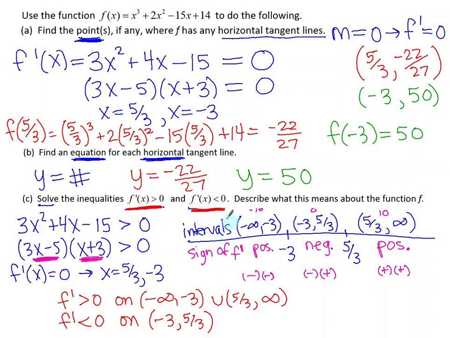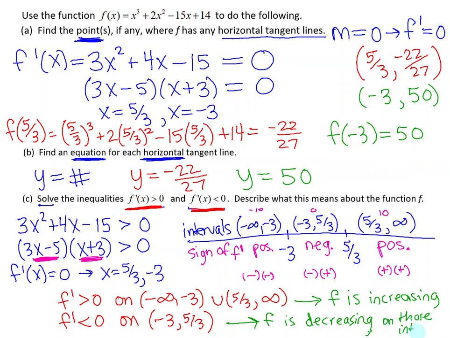Now we can use this to describe what this means about the function f. So remember, when a derivative is positive, that means that the slope of the function is positive, and therefore the function is increasing on those intervals. When the derivative is less than 0, that tells us that the function is decreasing, specifically on those intervals.